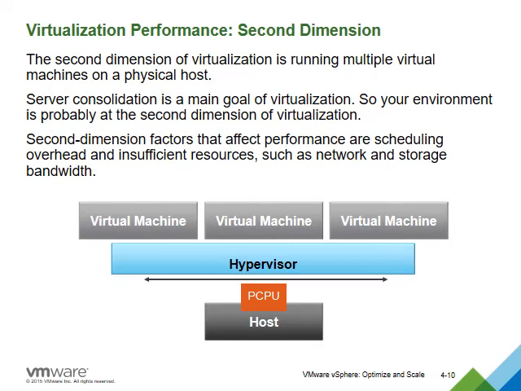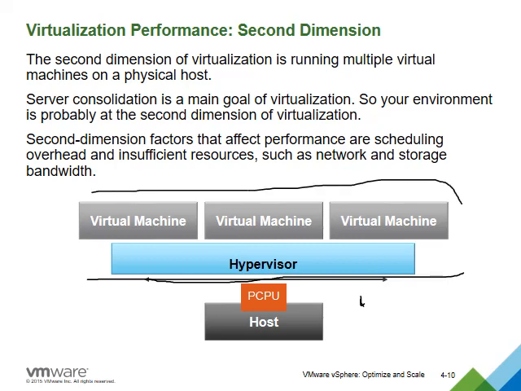At the second dimension, the virtual machines must share the resources, and when that happens, the hypervisor sits between them. We have the hypervisor right here, sitting in between the host here and the virtual machines. The hypervisor sits between the virtual machines and the physical hardware, schedules the virtual machines to run, and coordinates access to your memory, networks, and other storage.